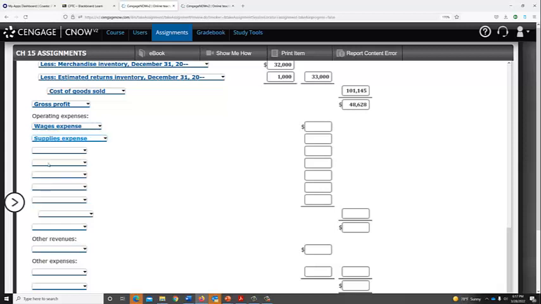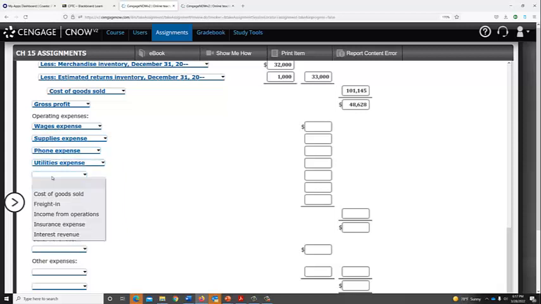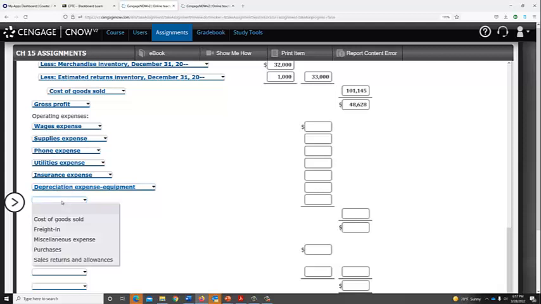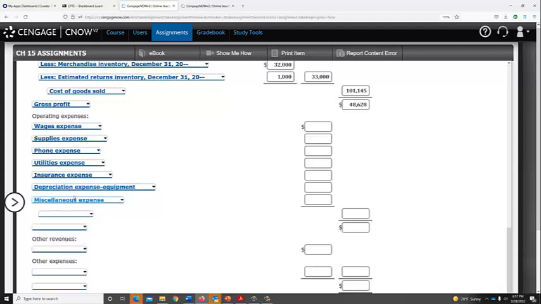wages, supplies, telephone, utilities, insurance, not interest, depreciation, and miscellaneous. So let's total all those.